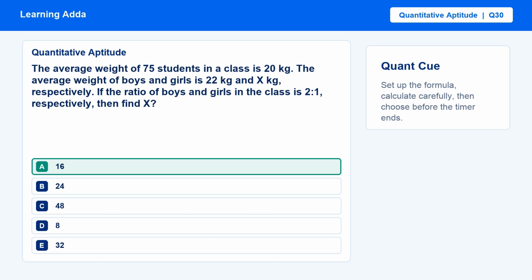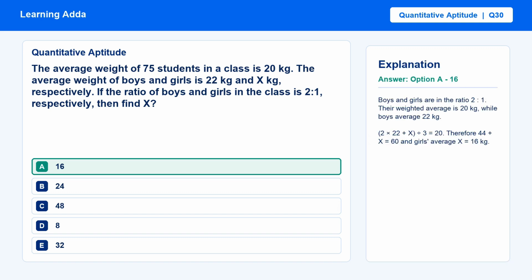The answer is option A, 16. Boys and girls are in the ratio 2:1. Their weighted average is 20 kilograms, while boys average 22 kilograms. (2 multiplied by 22 plus x) divided by 3 is equal to 20. Therefore 44 plus x is equal to 60 and girls average x is equal to 16 kilograms.